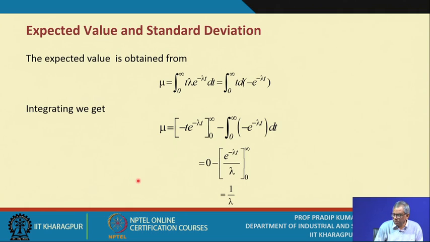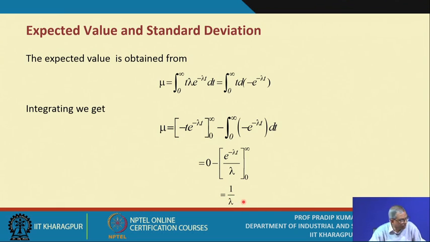This is the standard procedure. The expected value is obtained from mu equals the integral from 0 to infinity of t f(t) dt. So what is f(t)? Lambda e to the power minus lambda t. If you simplify and integrate, we get ultimately that mu is nothing but 1 upon lambda. So, mu is 1 upon lambda.